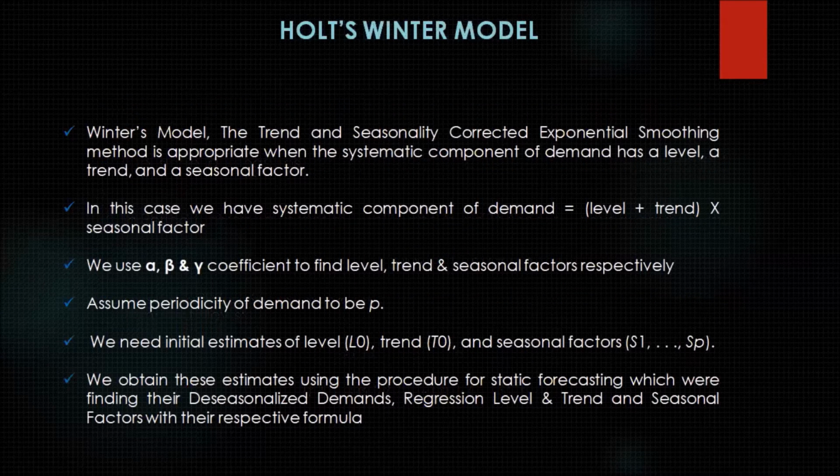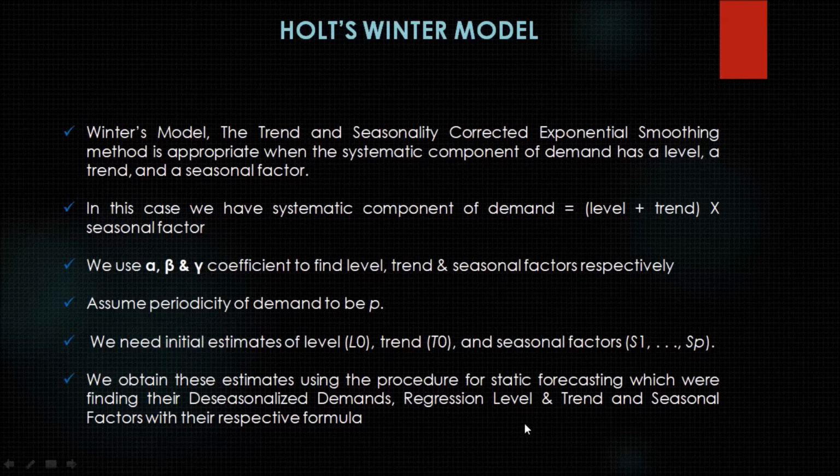Now let's move on to the Holt-Winters model, which is a more complex model than those previously discussed. Winter's model, the trend and seasonality corrected exponential smoothing method, is appropriate when the systematic component of demand has a level, a trend, and a seasonal factor. So this is an additional factor. In this case, the systematic component of demand is equal to level plus trend times seasonal factor. We use alpha, beta, and gamma coefficients to find level, trend, and seasonal factors respectively.